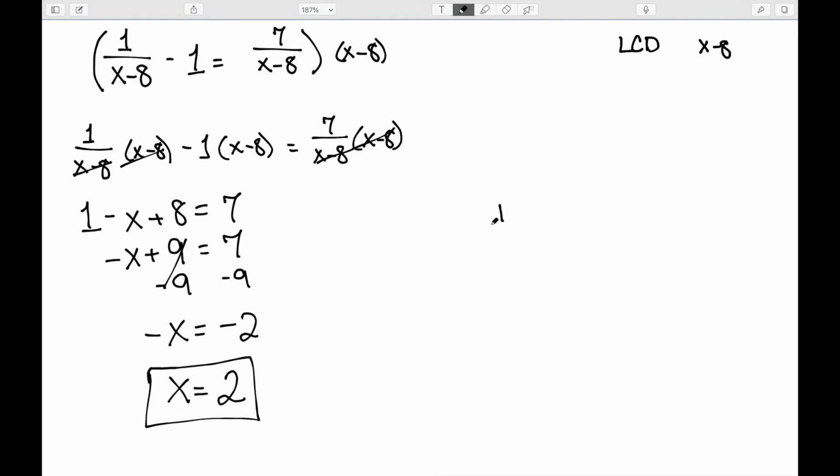That would give me 1 over 2 minus 8 minus 1 is equal to 7 over 2 minus 8. No division by 0, so this is a good solution.